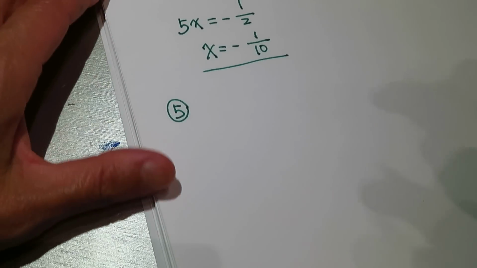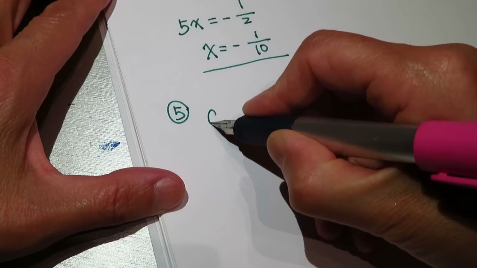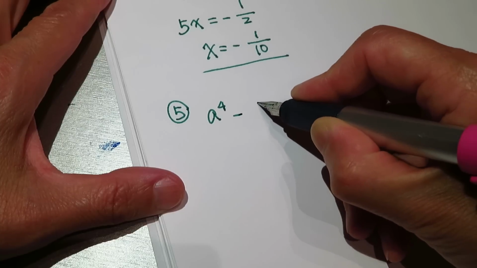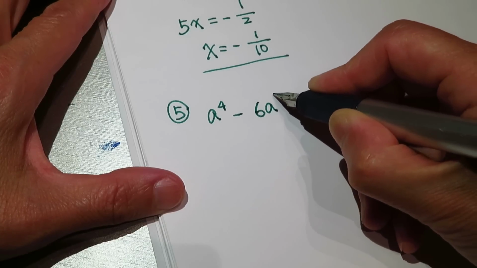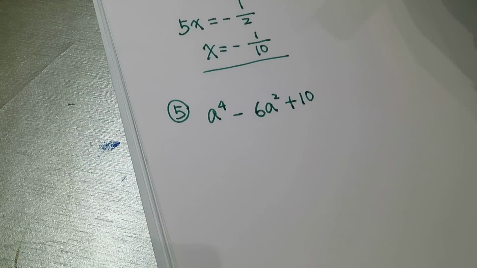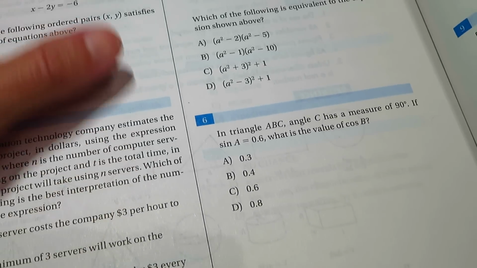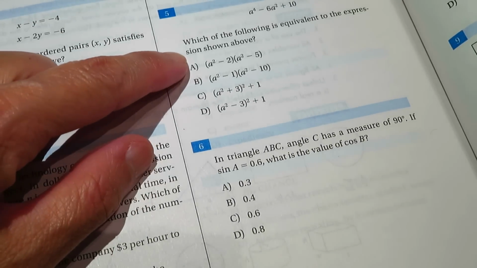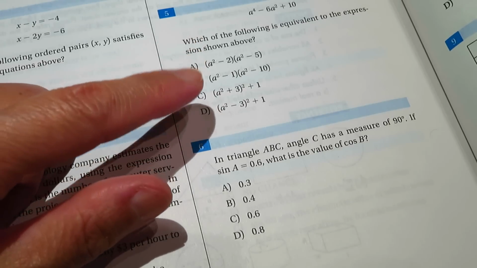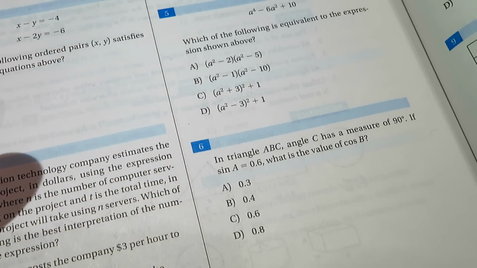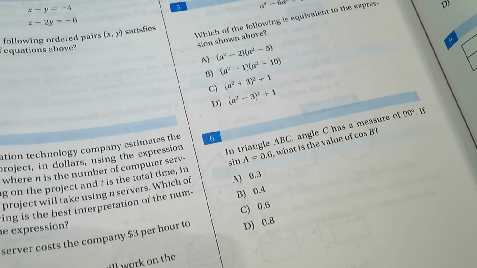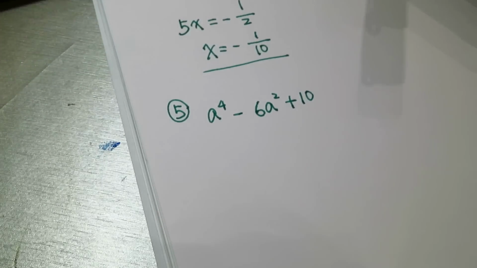Can you see it? Number 5. A to the power of 4 negative 6a to the power of 2 plus 10. So this one, they want us to choose the answer from this. The best thing we can do is honestly just doing the transformation.